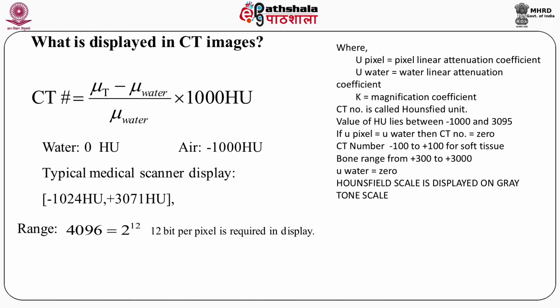This CT number varies from minus 1000 to plus 1000 for tissue. For water this is about 0. So this is the Hounsfield unit for different tissues. For bone it is very high, about 1000. So depending upon the Hounsfield unit of each pixel, the grayscale is assigned.